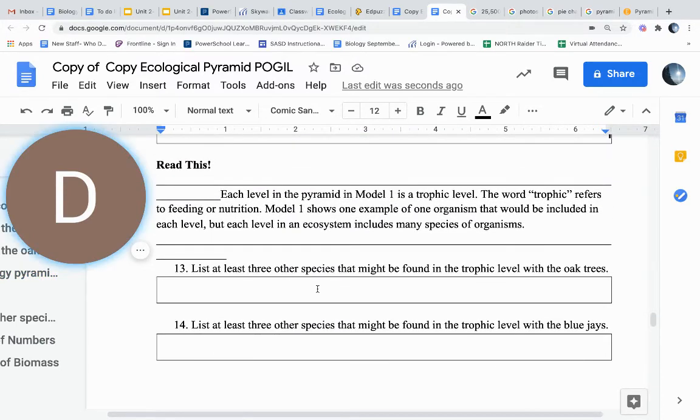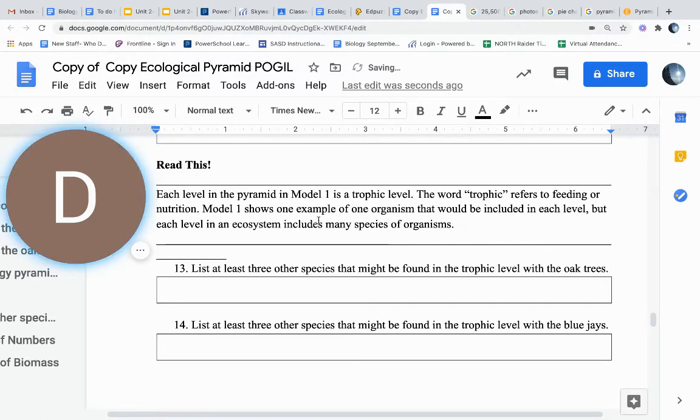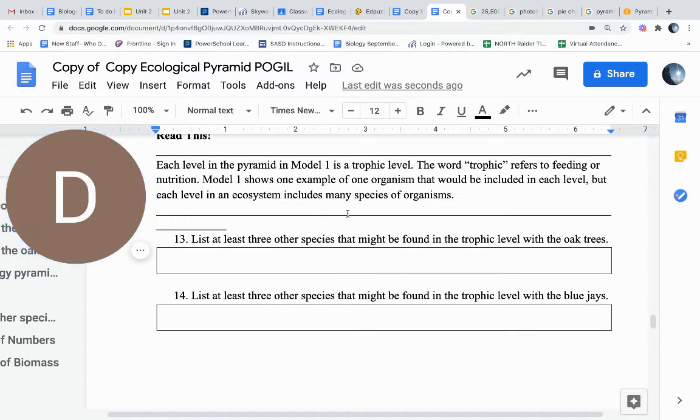Number 13, we then move on to our next section. So each level in the pyramid in Model 1 is a trophic level. The word trophic refers to feeding or nutrition. Model 1 shows one example of one organism that would be included in each level. But each level in an ecosystem includes many species of organisms. Number 13, list at least 3 other species that might be found in the trophic level with the oak trees.